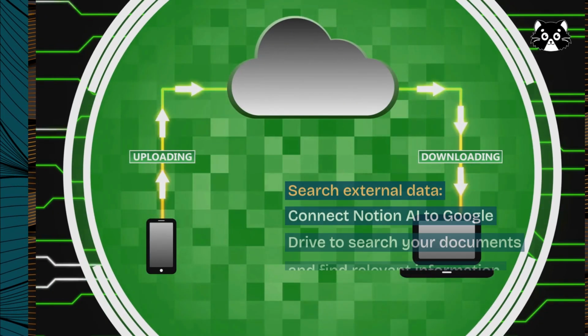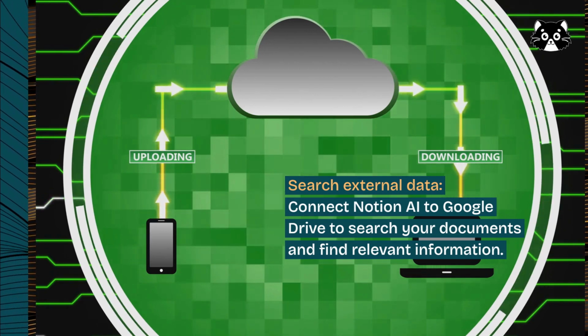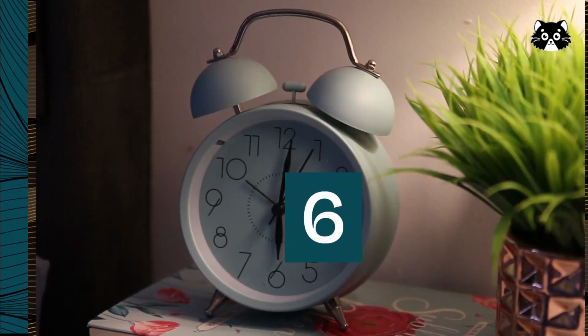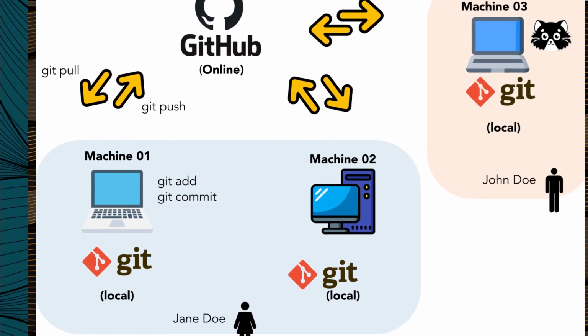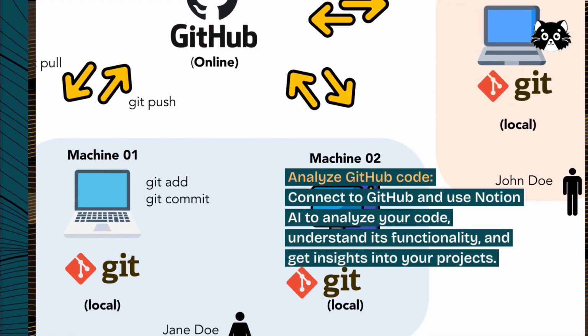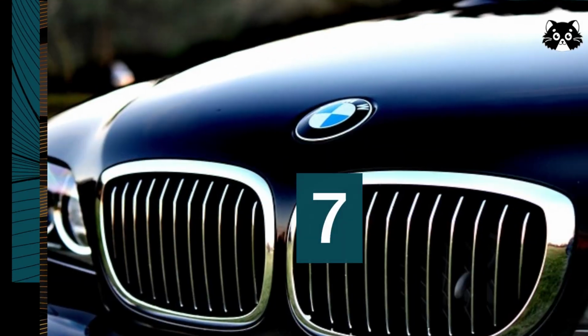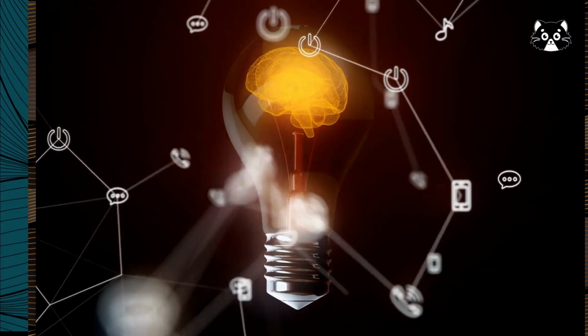Fifth, search external data. Connect Notion AI to Google Drive to search your documents and find relevant information. Sixth, analyze GitHub code. Connect to GitHub and use Notion AI to analyze your code, understand its functionality, and get insights into your projects.